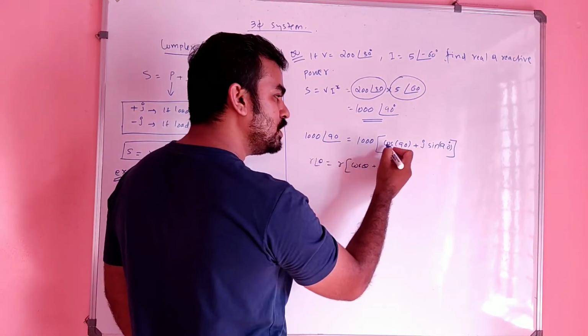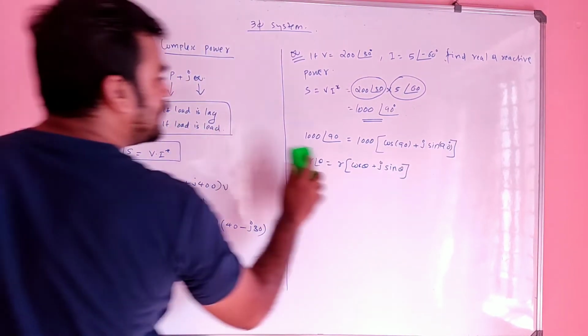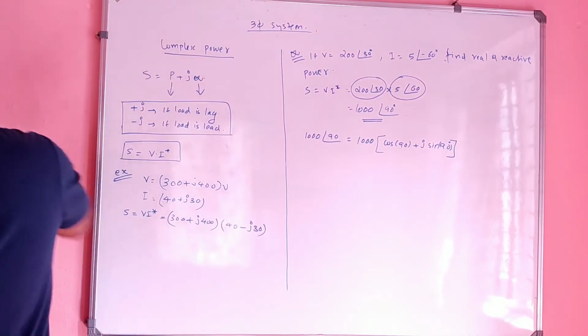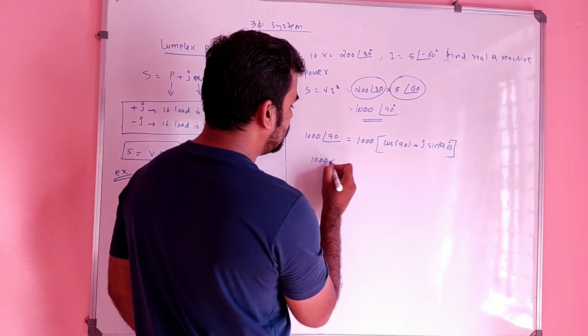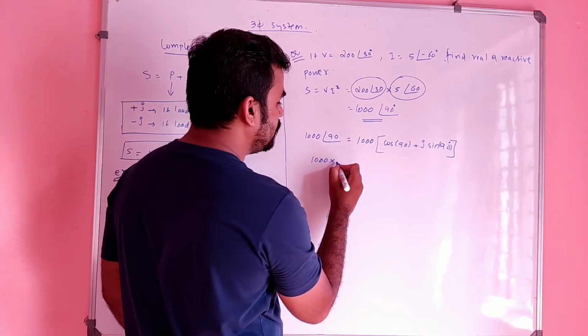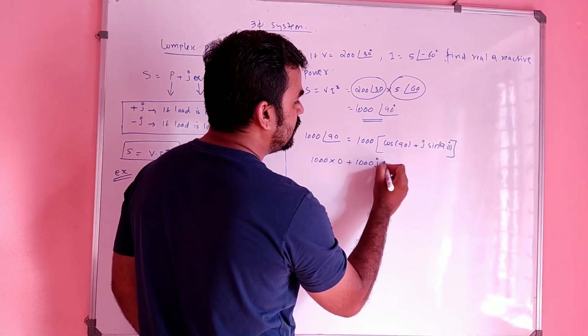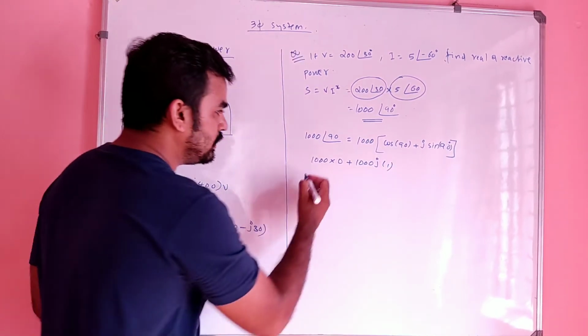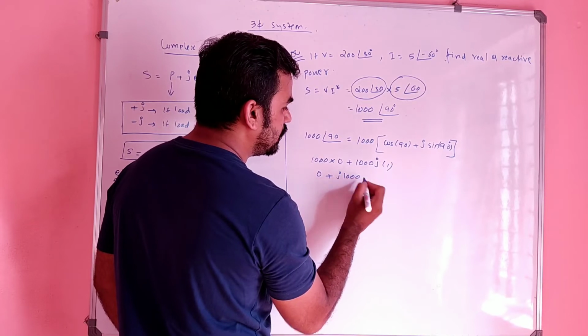1000 angle 90 means 1000 into cos 90 plus j sin 90. So this will be equal to 1000 into cos 90, which is 0, plus 1000 into sin 90, which is 1, j into 1. So the resultant will be 0 plus j into 1000.